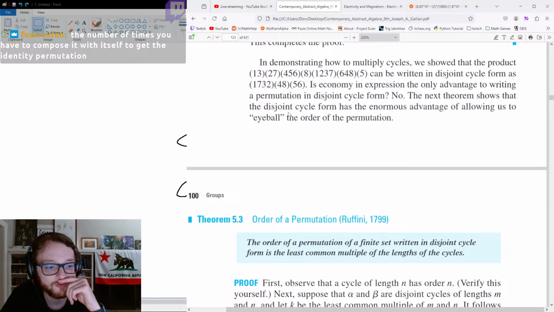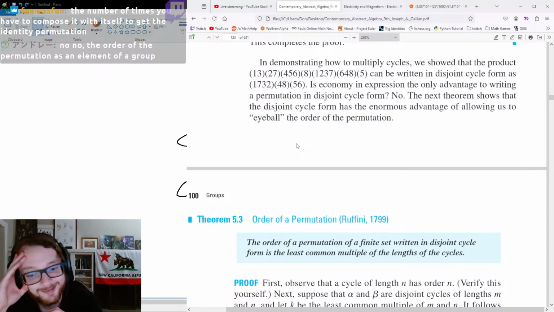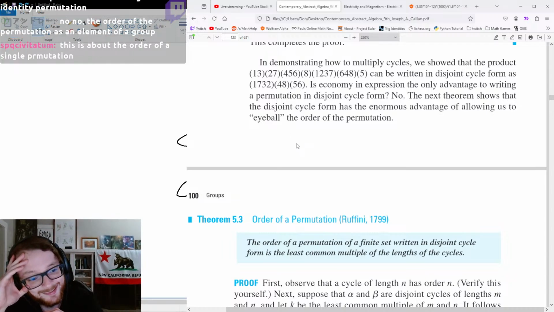The order of a permutation is an element of the group? Oh no. Oh, the order of the group it generates, or as in the order of just the element itself. Okay.